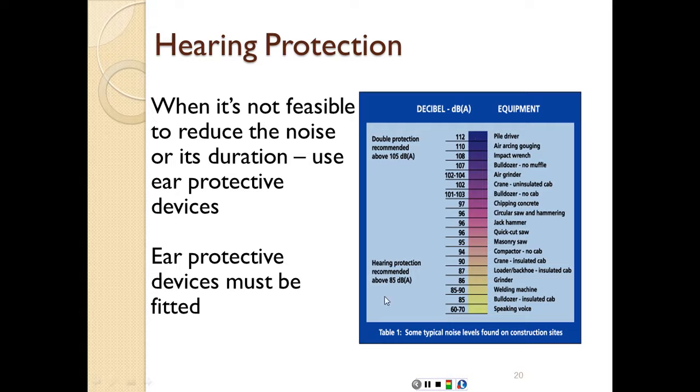So you have to provide protection. It's recommended above 85 decibels. So for any kind of operation, basically above speaking voice, you're going to need hearing protection, because it's going to be an extended exposure. And if it's going to be above 105 decibels, like a bulldozer with no muffle, impact wrench, air arcing gouging, pile driver, then you have to provide double protection, which is about anywhere above 105 decibels.